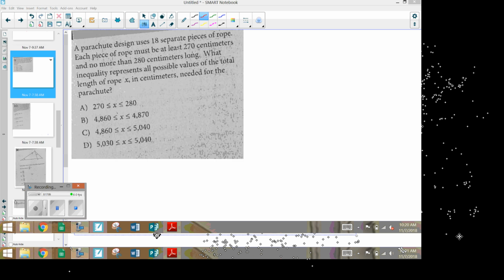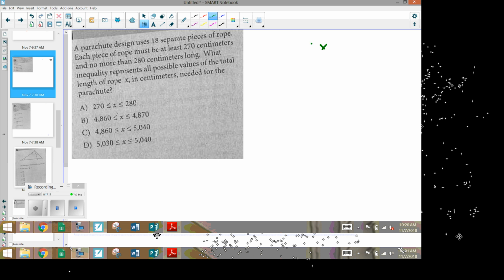A parachute design uses 18 separate pieces of rope. Each piece of rope must be at least 270 and no more than 280. Okay, how can I express this? It's saying at least 270 and then not more than 280. Does that make sense? But this is each. This is each.